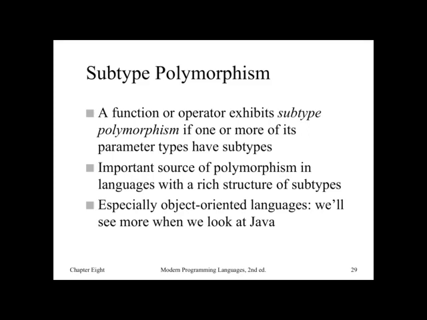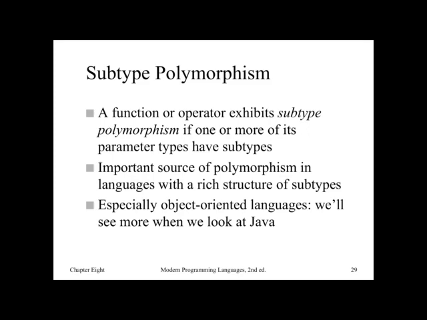So we say that a function or an operator exhibits subtype polymorphism. And I'm going to start again with the words, and then we'll backfill the intuition, okay? If one or more of its parameter types have subtypes. And the key takeaway here is that it doesn't have to do anything to get subtype polymorphism, okay? If there's a subtype, there's subtype polymorphism. That's the cool takeaway, right?